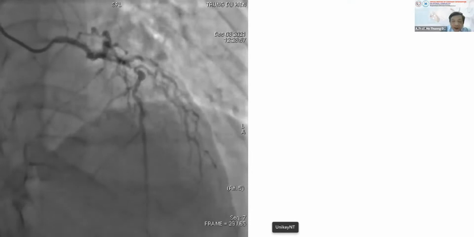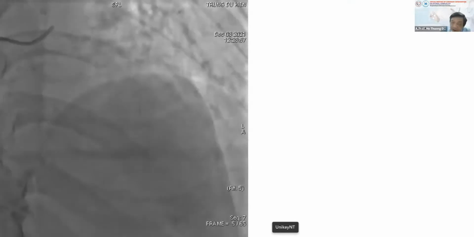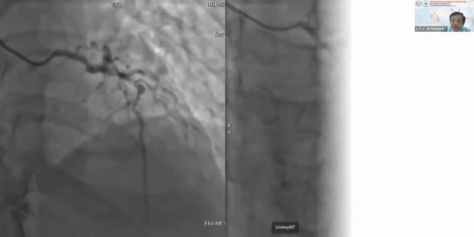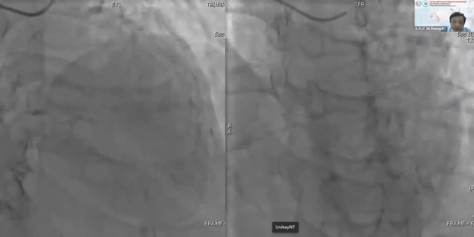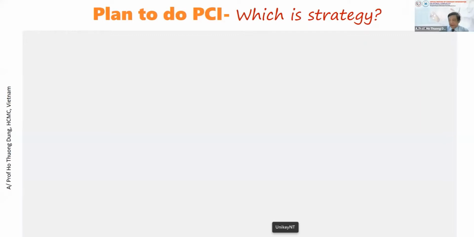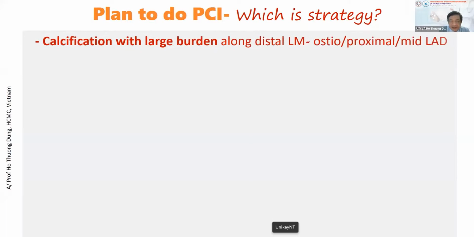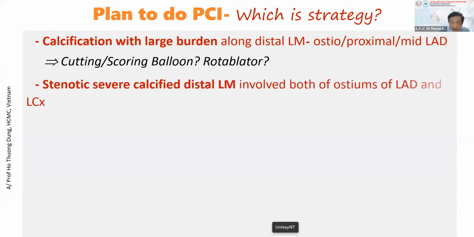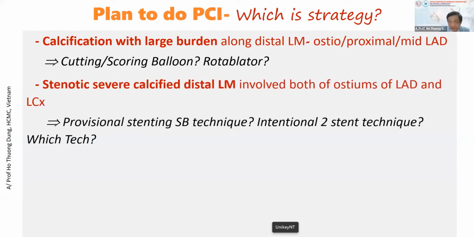And based on the CTO of the right coronary artery, there is less remaining vessel for us to do the PCI. Of course, we have a balloon pump in advance. So this is my plan for PCI: calcification with large burden along the distal left main, ostium, proximal and mid LAD. We try to choose rotor in combination with a cutting balloon or scoring balloon. Stenosis is severe, calcified distal left main involving the ostium of the LAD and circumflex.